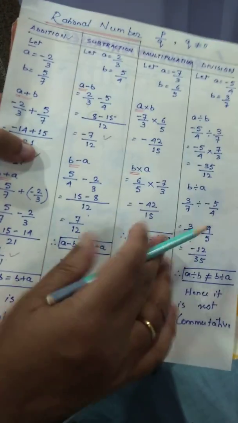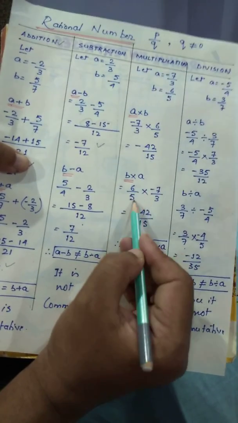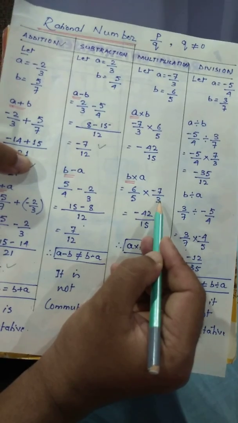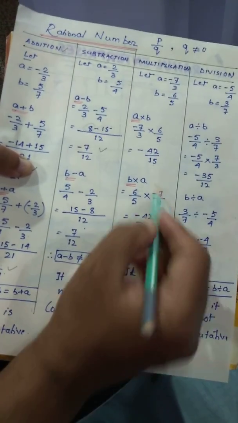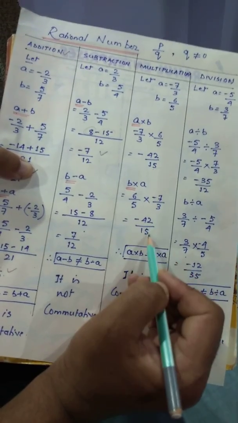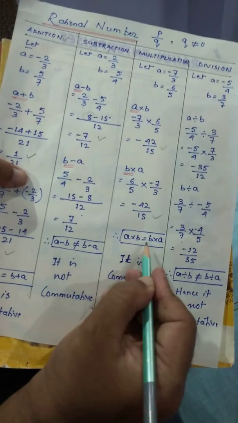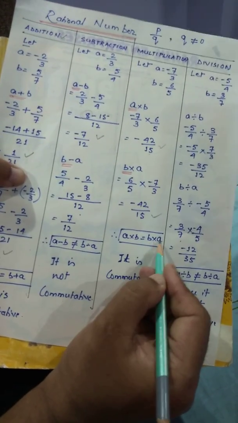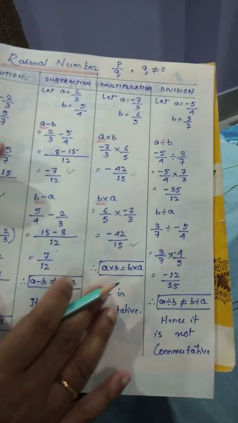Minus 42 by 15. Let's change the order. B into A means 6 by 5 into minus 7 by 3. So 6 sevens are 42. We'll put the minus sign out here. 5 threes are 15. Okay, so the answer is minus 42 by 15. So in both the cases, we got the same answer. So we'll say A into B is equals to B into A. So multiplication is commutative for rational numbers.